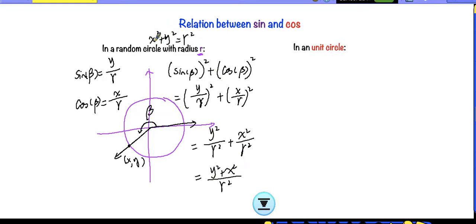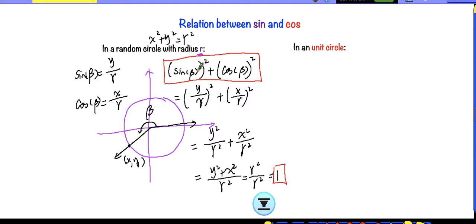If you go back to check here, x squared plus y squared is r squared. So the top is actually r squared over r squared, which is 1, because the same number divided by the same number is 1. So the fact is, let's go back to the very beginning: the sum of sine squared and cosine squared equals 1.